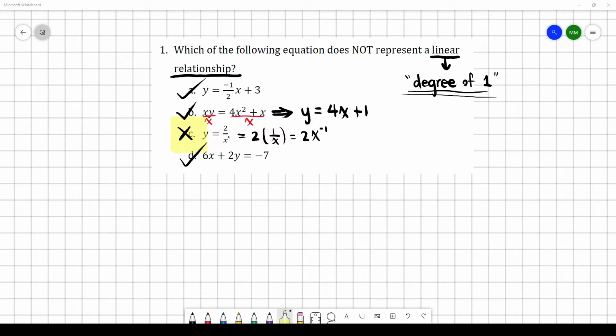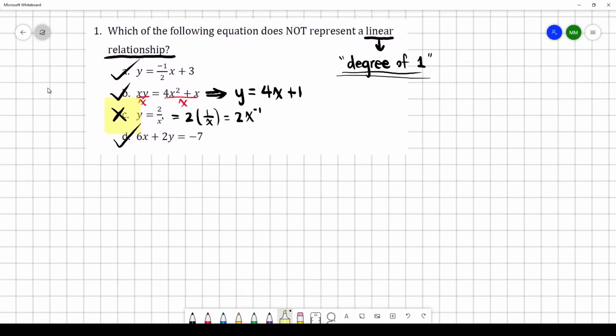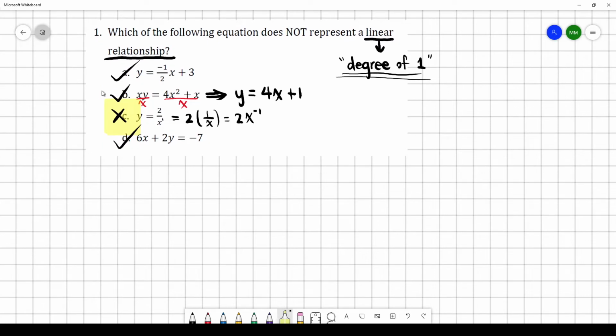Any questions? Okay, take that as a no. If you're doing an actual test in class, questions like this will usually be multiple choice as well, identifying linear relationships. Now fill in the blank. This is the second question.